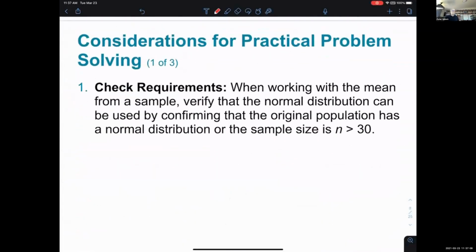All right, so let's consider these requirements, these considerations for practical problem solving, and we have 3 slides to think about this. So if you are looking at a problem or thinking about a situation, and we're going to want to use the central limit theorem where possible, you have to check requirements to make sure that it applies. When working with the mean from a sample, verify that the normal distribution can be used by confirming that the original population has a normal distribution or the sample size is greater than 30.